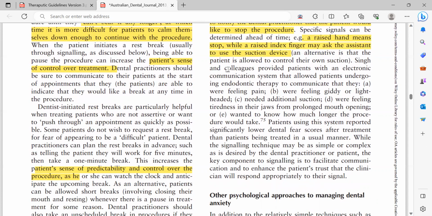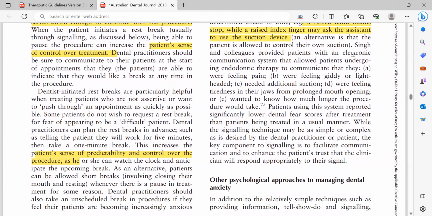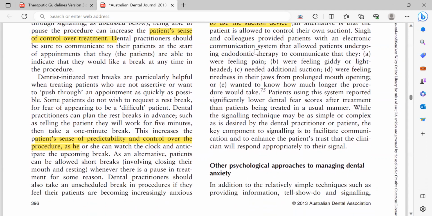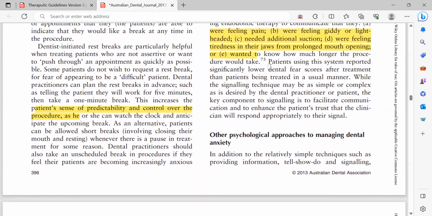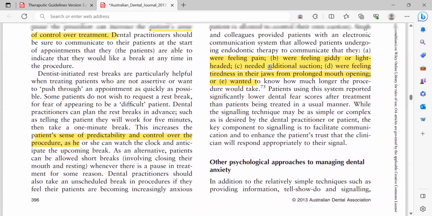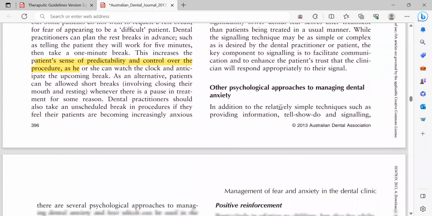Singh and colleagues provided patients undergoing endodontic therapy with an electronic communication system that allowed them to communicate that they were feeling pain. So there are certain electronic ways that they have used, because endo treatment is a long procedure, and there would be rubber dams, so the patient can't really communicate with you. So it is very important that you give them the signaling before starting the procedure.